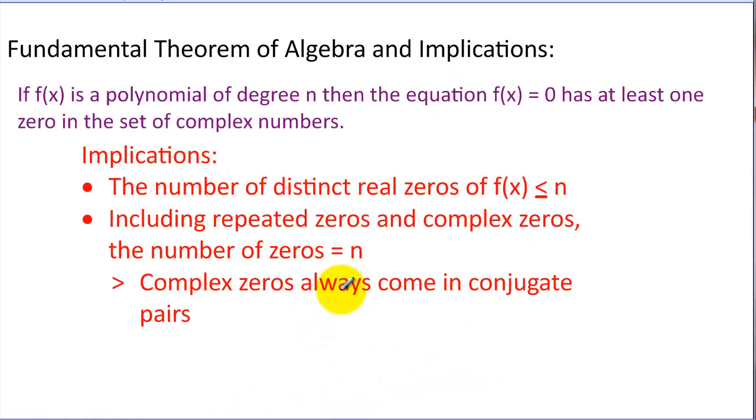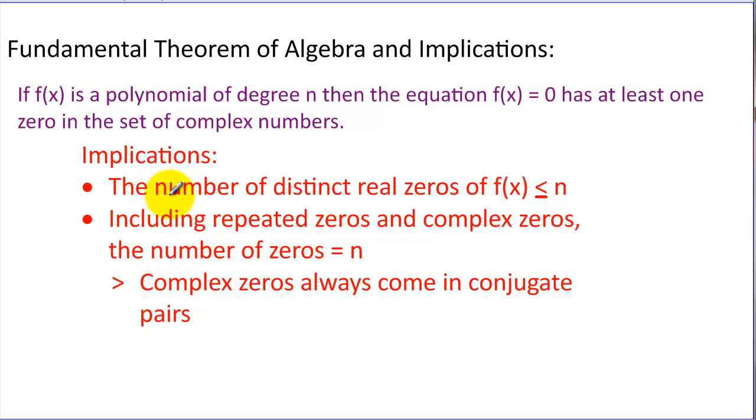Now that leads into a discussion of one of the basic theorems of algebra called the Fundamental Theorem of Algebra, and it also has a number of implications. So the theorem is stated here in purple. If f of x is a polynomial of degree n, then that equation, if we solve that function as an equation equal to 0, has at least one solution, or one zero, in the set of complex numbers. But for me, what's more interesting is what's going to be down here.